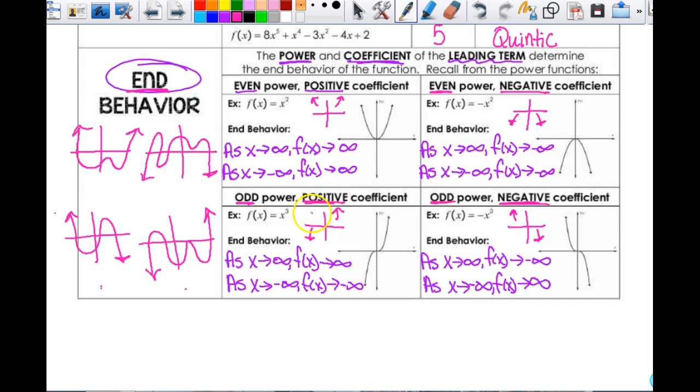And you know what? If you can get this sketched, then you can get this written out pretty easily because you see positive infinity, negative infinity, negative infinity. They go together. Okay. So let's do a couple of those on the other side.